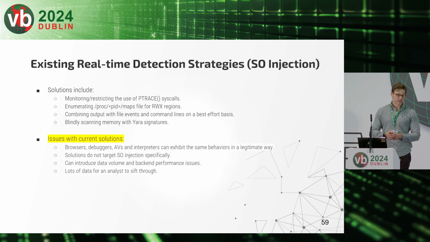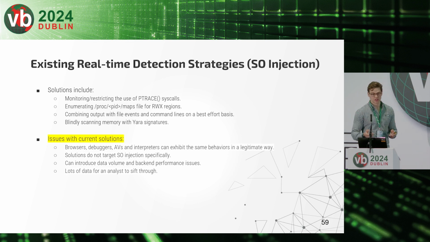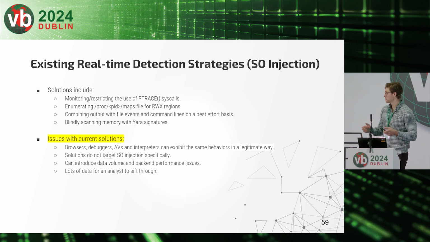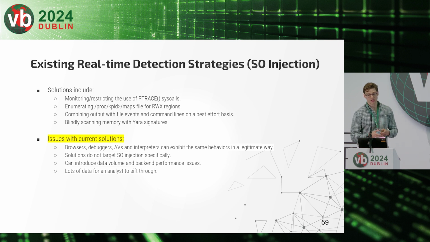And existing detection methods seem to rely on marrying up multiple events, such as ptrace syscalls attaching to other processes, reading the proc file system for read-write-executable permission memory regions, or even indiscriminately scanning memory with YARA. And although you should be doing some of this, when working at scale, it becomes a bit of a blunt tool. And that's because legitimate processes may leave a similar sort of footprint, leading to FPs.